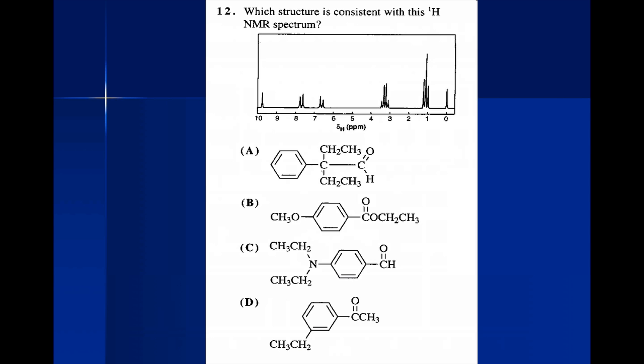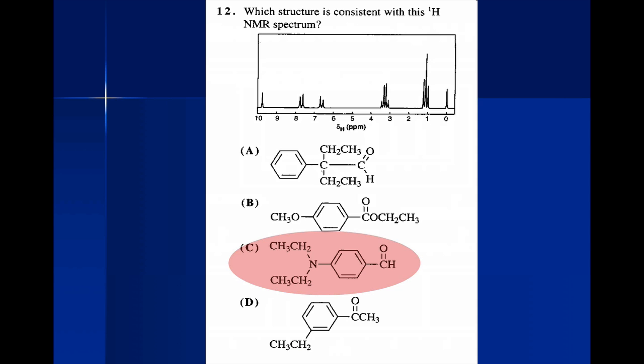What about B? What can we use to eliminate B? That would be a singlet that would be somewhere around here, right? Do we see it? Not there. So y'all have eliminated A, we've eliminated B, and now we can eliminate D. How? Too many signals. The answer is C.